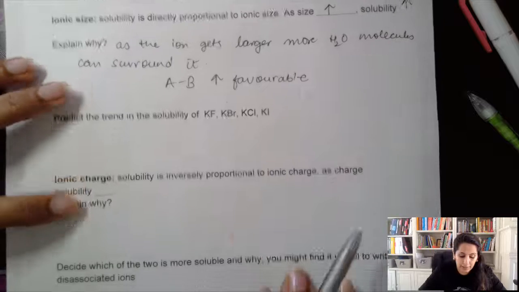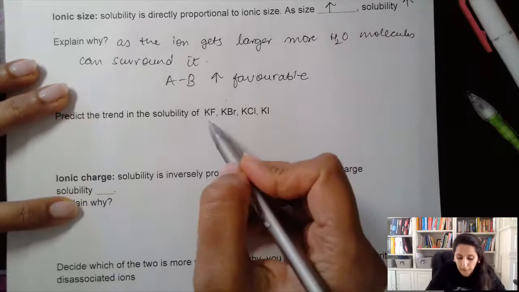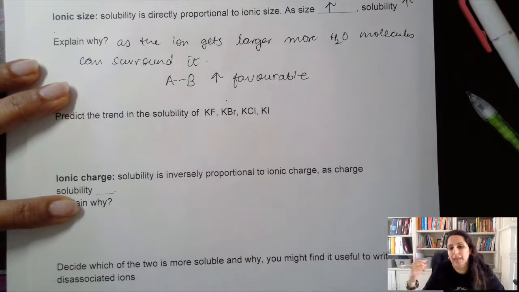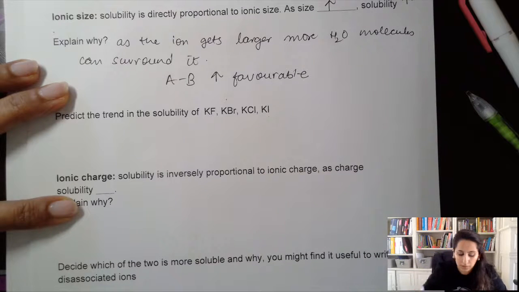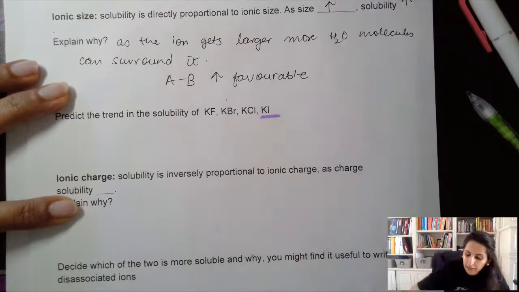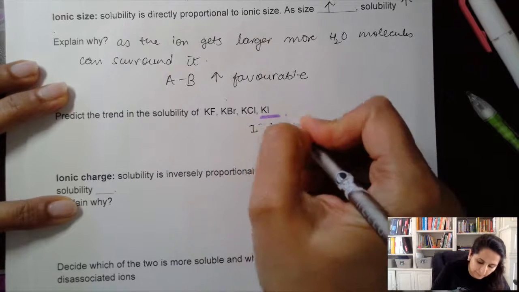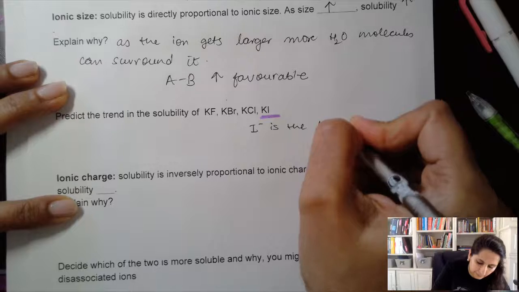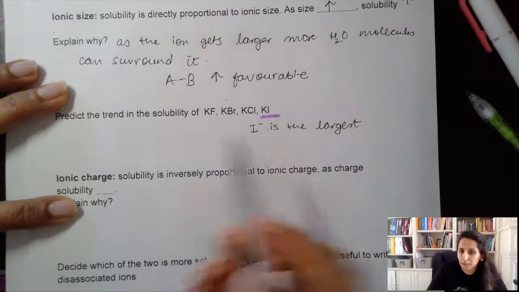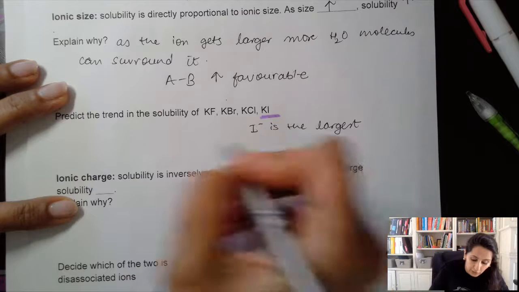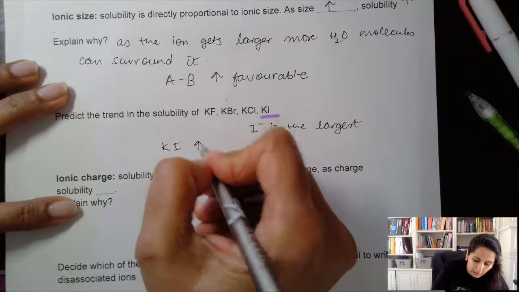So let's look at these examples between potassium fluoride, potassium bromide, potassium chloride, potassium iodide, which would have the maximum solubility. Well, the size of the iodide ion is the largest. You're comparing the same potassium ion, so that does not have any effect here. So because iodide is the largest ion, KI would have the highest solubility.